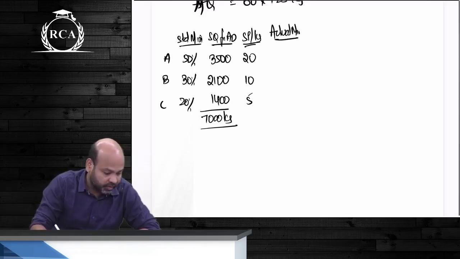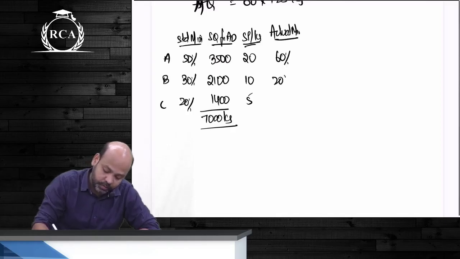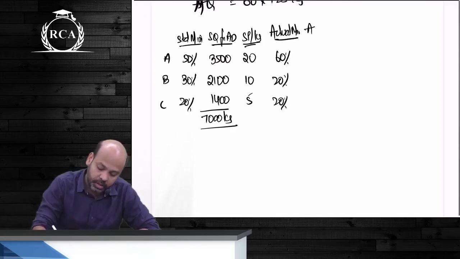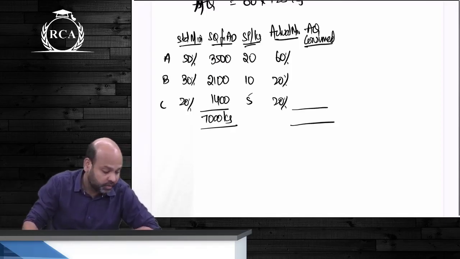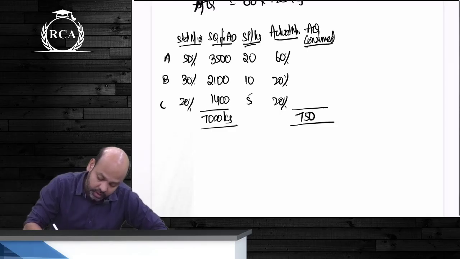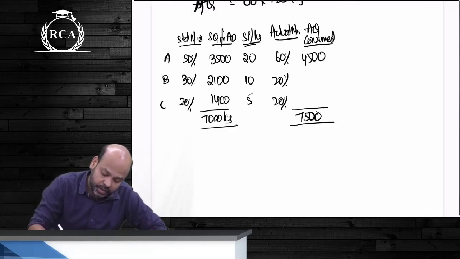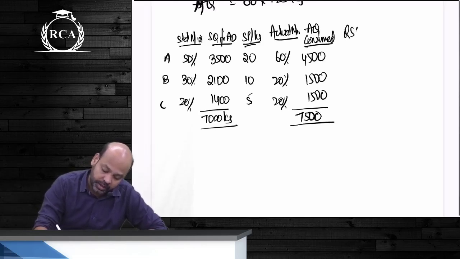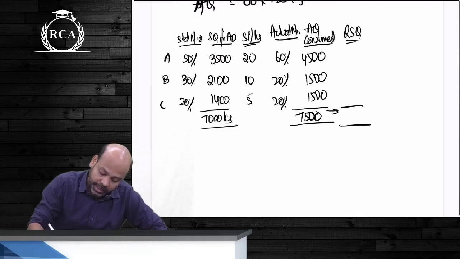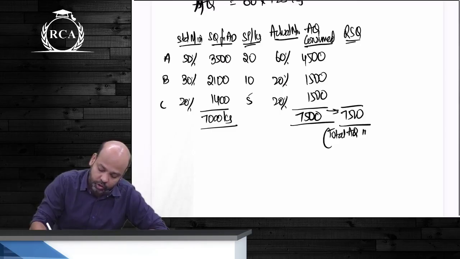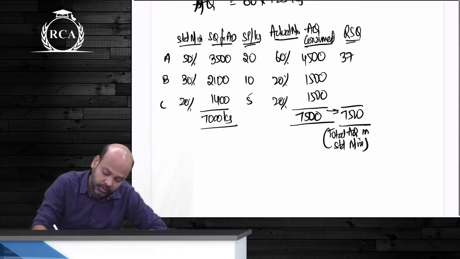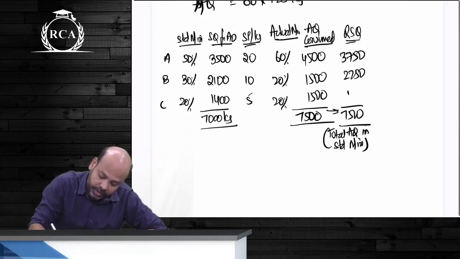Actual mix, guys, is given as 60%, 20% and 20%. Actual quantity consumed that you need for all the variances is 7,000. This in the proportion will be 4,500, 1,500 and 1,500. Revised standard quantity will be total actual quantity in standard mix. Total actual quantity is 7,500. That in the proportion of 50, 30, 20 is 3,750, 2,250 and 1,500.